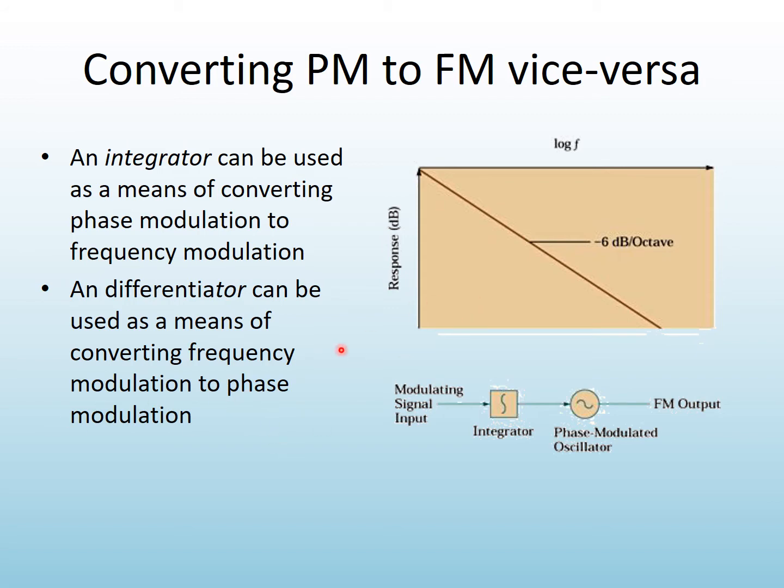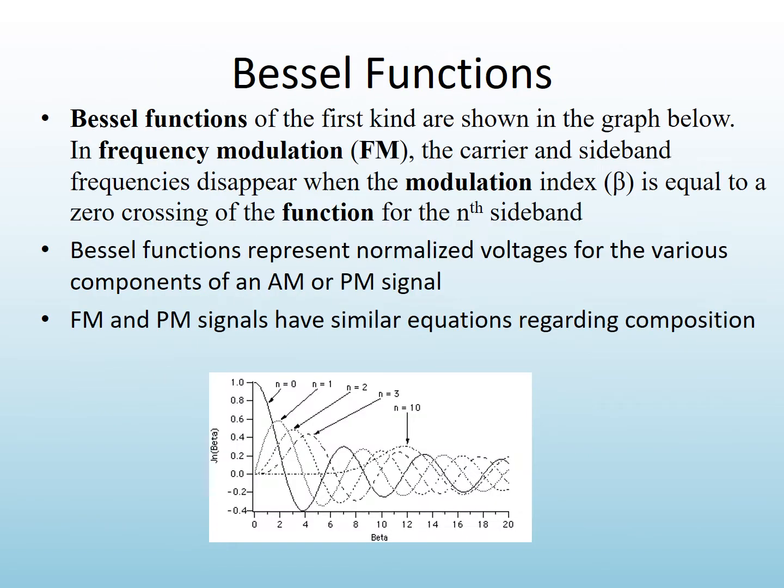This is a graph which shows your response in decibels with respect to the frequency, and it creates a slope of minus 6 dB per octave. So this is your FM output. You can make use of an integrator with the help of your carrier frequency by means of a local oscillator, so you will have the phase modulated local oscillator. When the information signal is passed through an integrator, you get an FM output. Similarly, when you pass it through a differentiator, you get a phase modulated output.